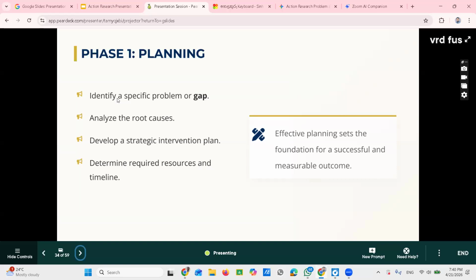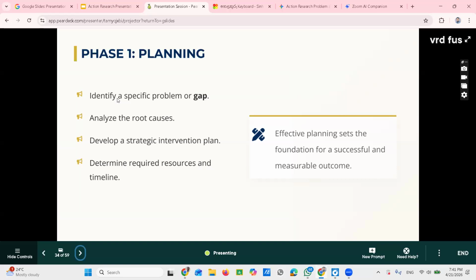step. Under planning, what you want to do is plan what you are going to do in the next step. That means how you are going to solve the problem, like doing a workshop or giving some training. The things you expect to do to solve the problem, you have to plan in this way. Develop a strategic intervention plan.